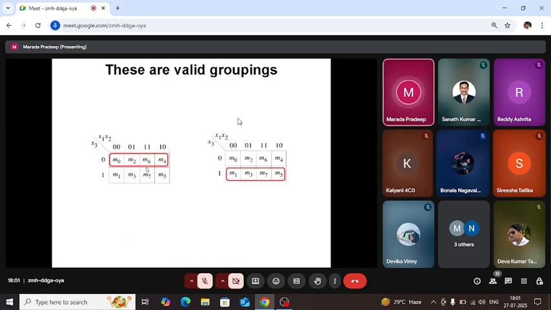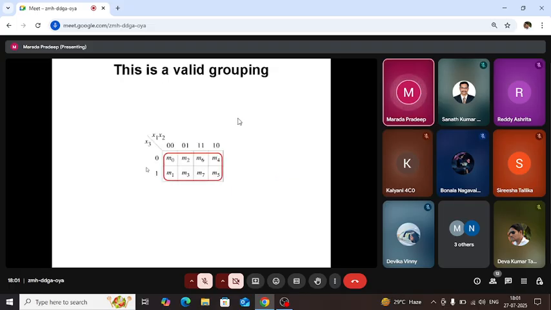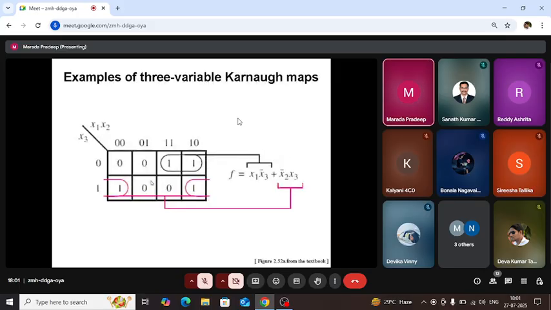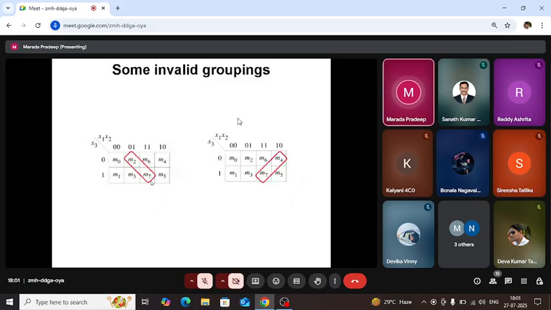I already told you diagonal groupings are not valid. I told you grouping should always be done in powers of 2. So it's 8, 2 cubed, so we can group. This diagonal grouping is invalid. Suppose we do this kind of grouping, definitely we will get a wrong answer.